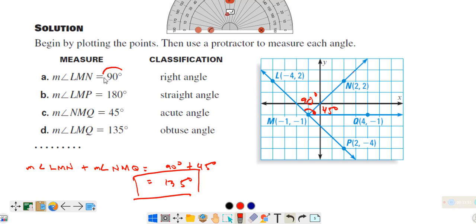If it is exactly equal to 90, it is a right angle. If it is exactly equal to 180, it is a straight angle. If it is between 0 and 90, we have an acute angle. And if it is more than 90 degrees but less than 180, we have obtuse angle.